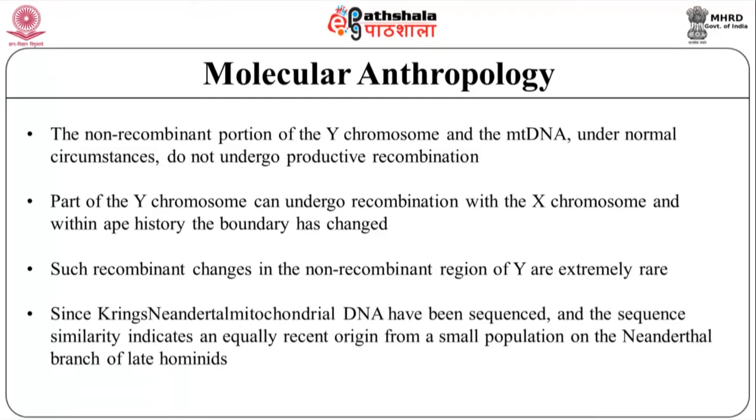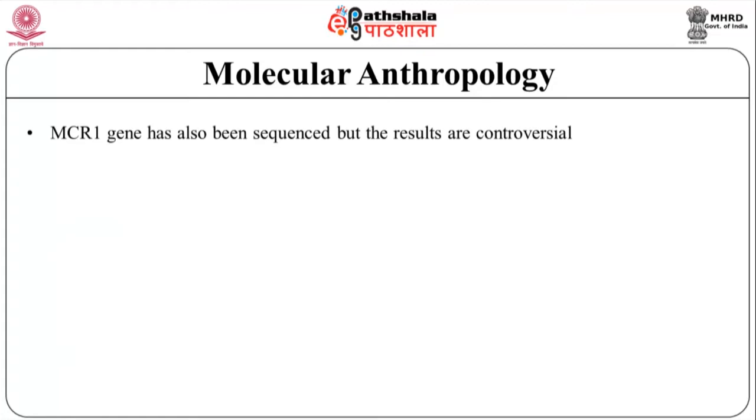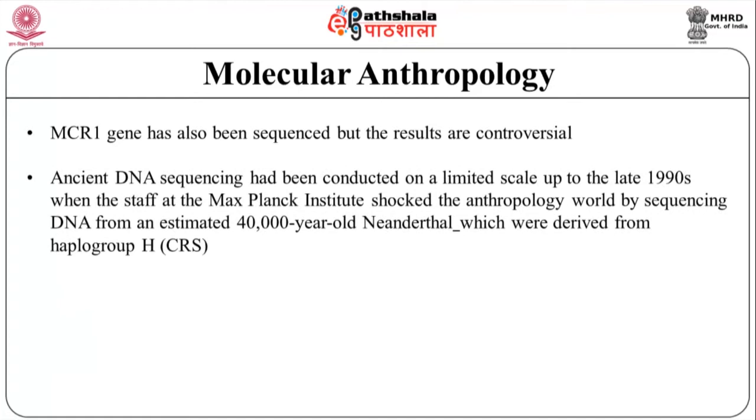Since Krings, Neanderthal mitochondrial DNA has been sequenced, and the sequence similarity indicates an equally recent origin from a small population on the Neanderthal branch of late hominids. The MC1R gene has also been sequenced, but the results are controversial.